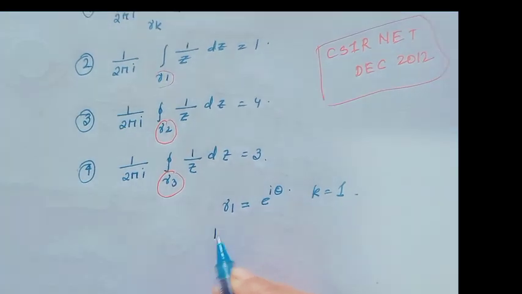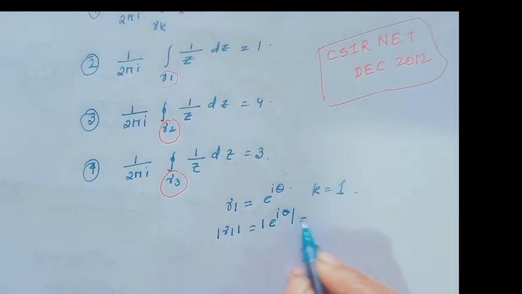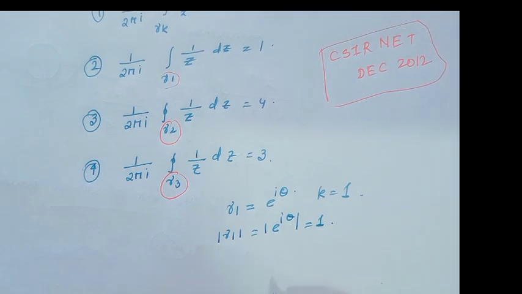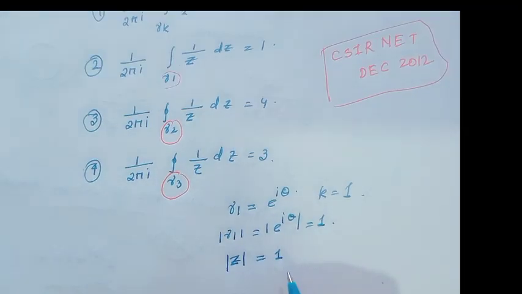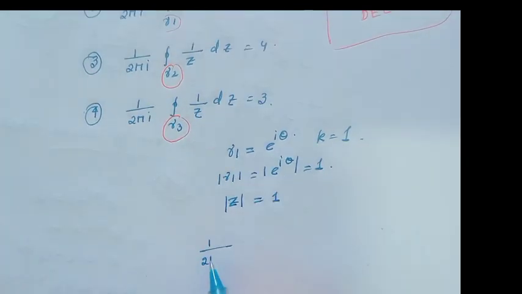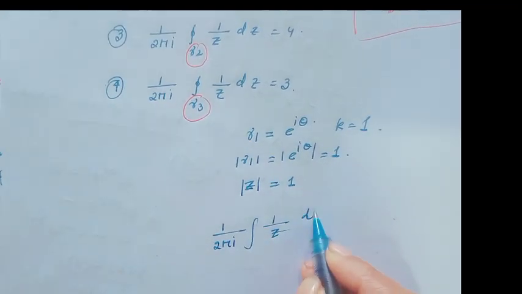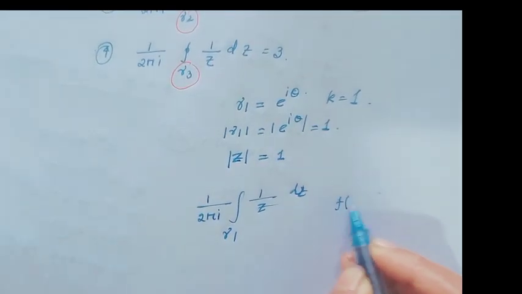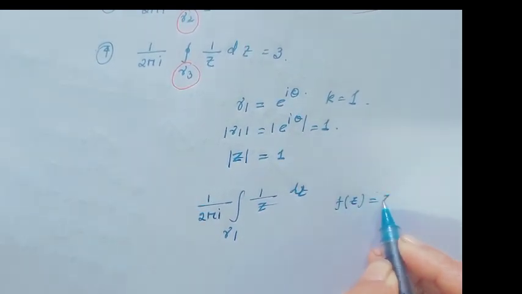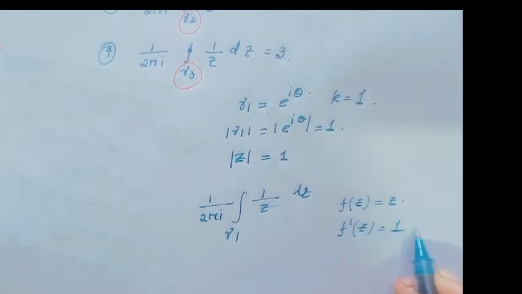Then modulus of gamma 1 equals modulus of e to the power i theta, that value is 1. That means |z| = 1. For gamma 1, 1 over 2 pi i integration of 1 over z dz. For gamma 1, consider f(z) = z. Then f prime z equals 1, similar to before.